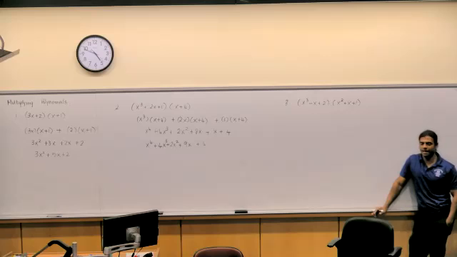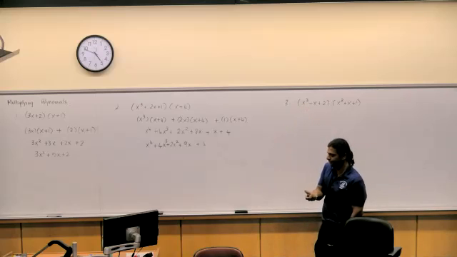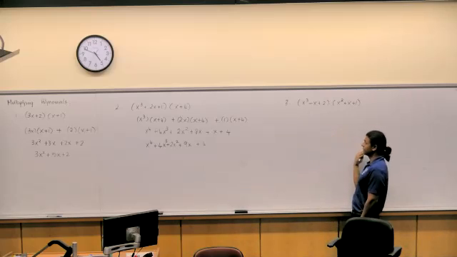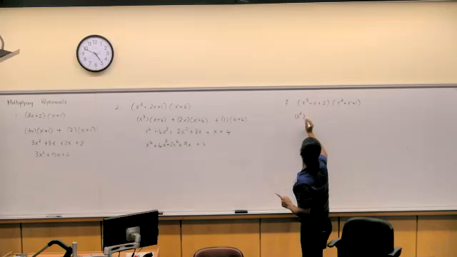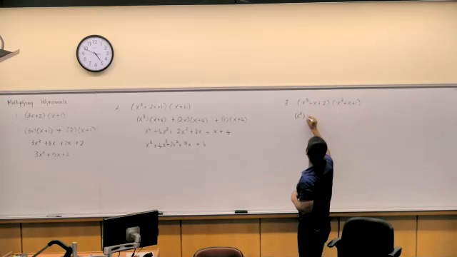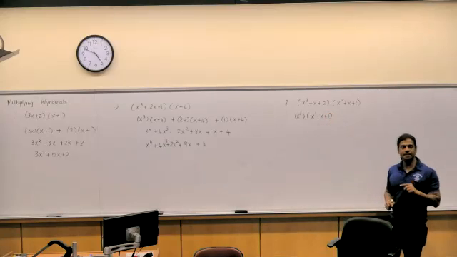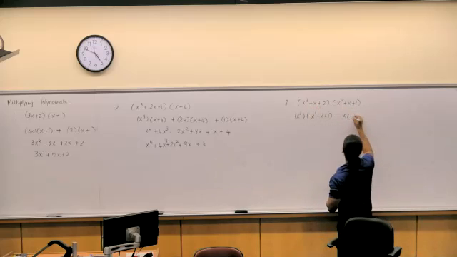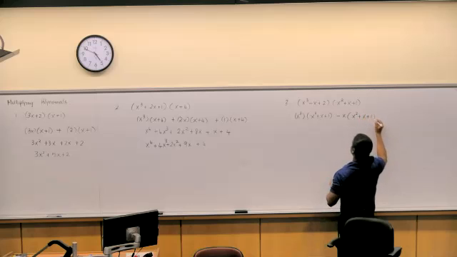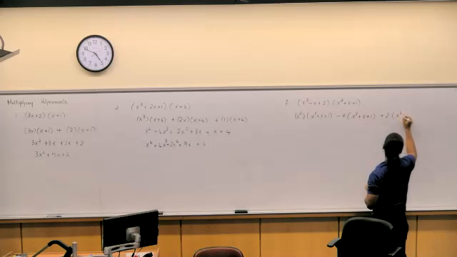Again, this is a case where you cannot use FOIL, which is why we are sticking to the idea of taking each term in the first polynomial and distributing it into the second polynomial. So the first term is x cubed multiplied by the entire second polynomial. The second term is negative x multiplied with the entire second polynomial. The last term is 2 multiplied with the entire second polynomial.